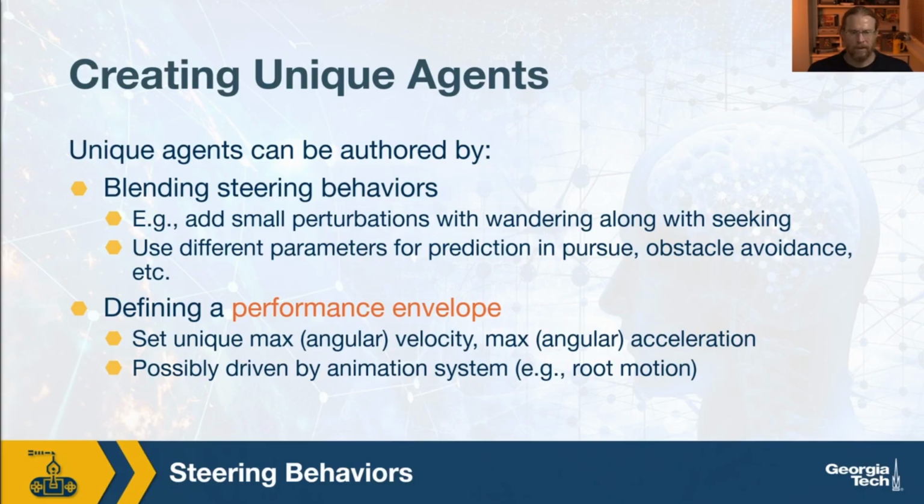So even though a lot of the underlying algorithms are the same, maybe across many different agents, we still have a lot of freedom. There's a lot of flexibility in how we mix and match through blending, and how we define the performance envelope of the agents to get unique sorts of behaviors, and therefore this allows us to apply these techniques to lots of different types of games.